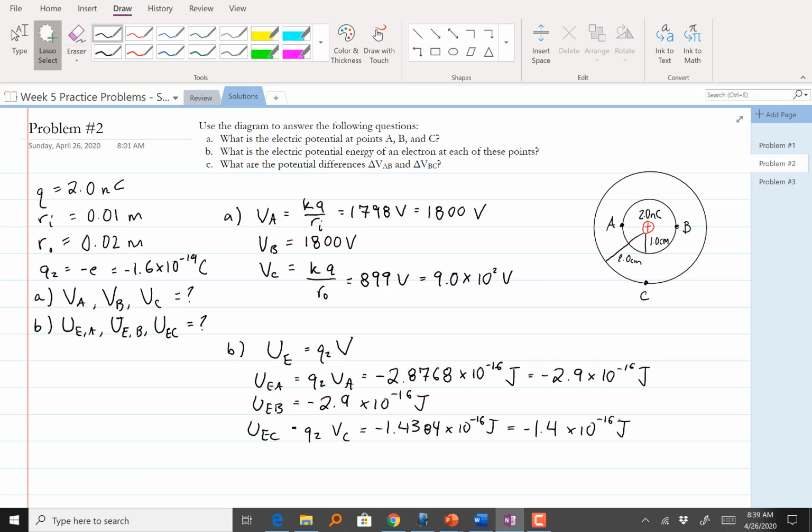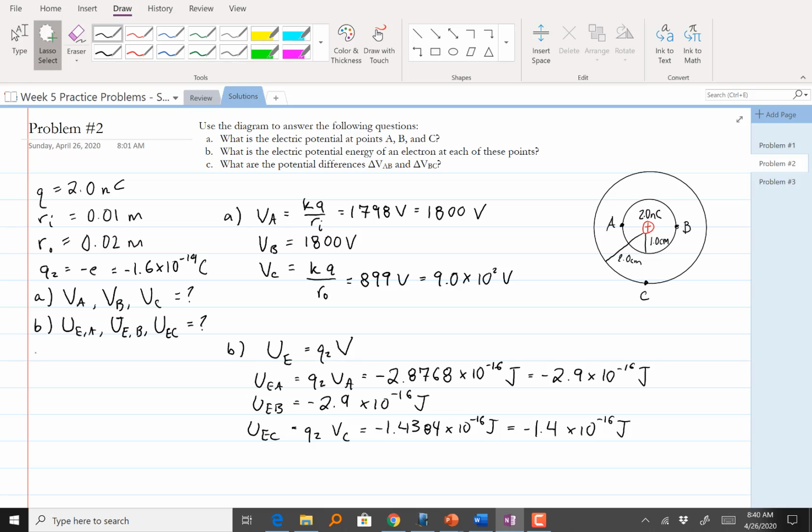all right, again, because I'm using the same charge in each of these locations, because it's an electron at all of these points, since the voltages at A and B were the same, then the electric potential energy at A and B will be the same, so negative 2.9 times 10 to the negative 16th. And then for C, just taking the charge of the electron and multiplying it by the voltage at C. Remember that when we're calculating these second numbers, the voltages at A, B, and C are now intermediates, and so we need to use all the significant figures. So I'm not using 1800 volts to calculate the second part, I'm using the 1798, and same thing for the voltage at C.